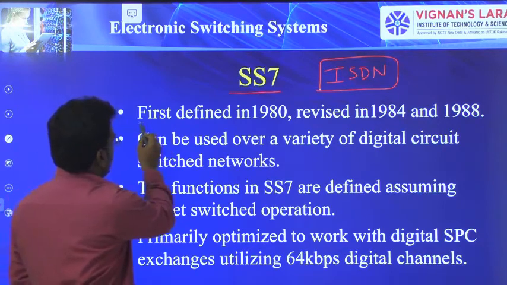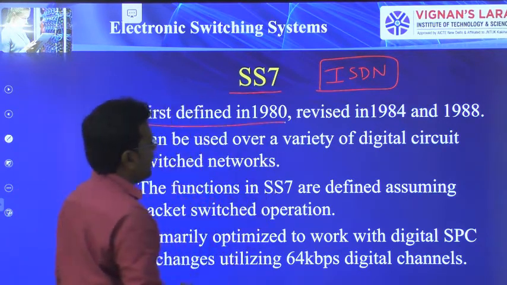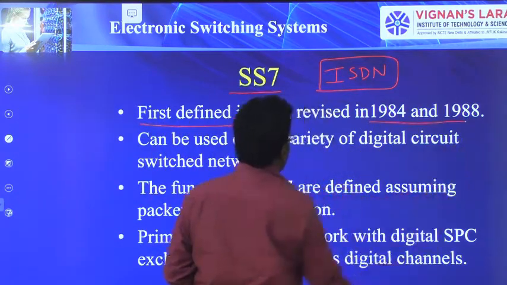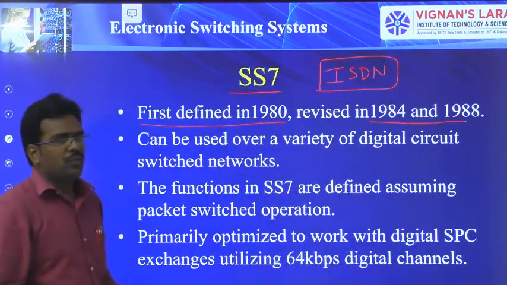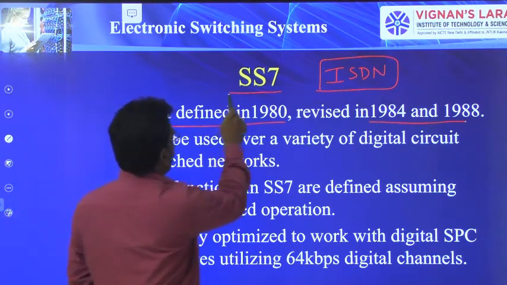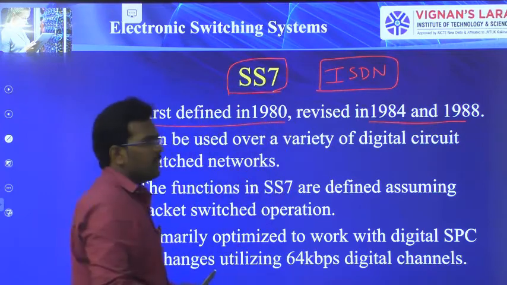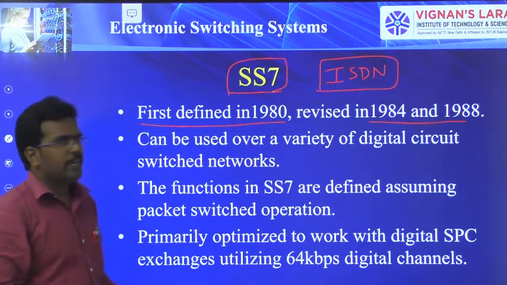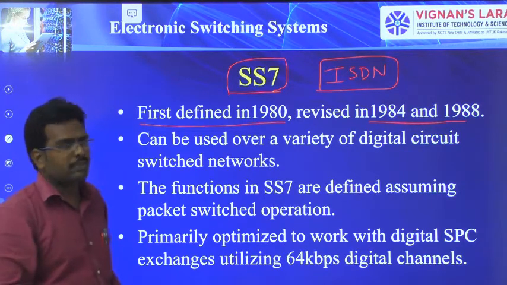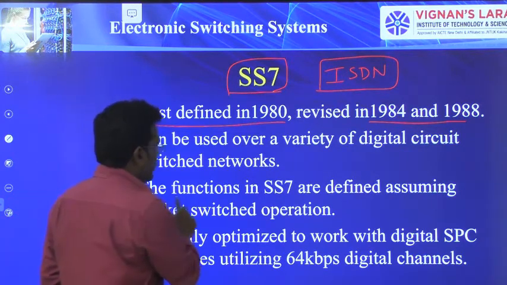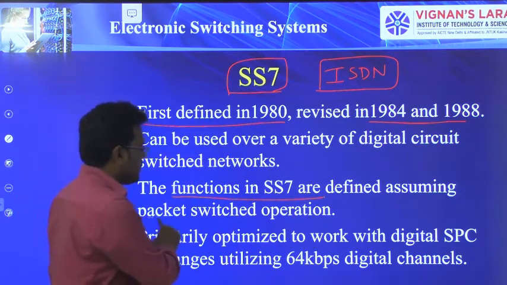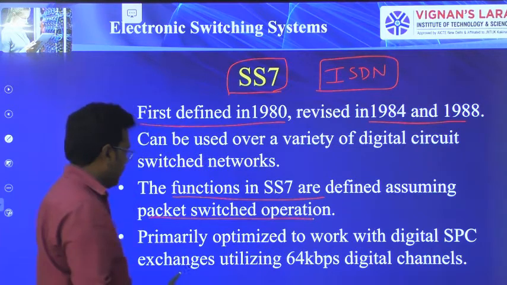It was first defined in 1980 and revised in 1984 and 1988. It is used for digital circuit switch networks. This SS7 is mainly designed for digital circuit switch networks. Therefore, packet switching is possible with the help of this SS7, and the functions of SS7 are defined assuming packet switching operations.